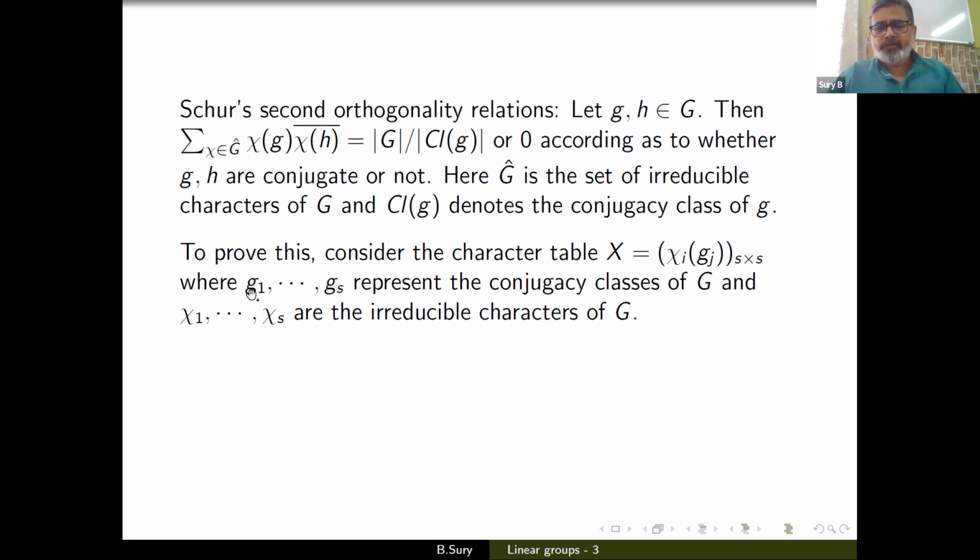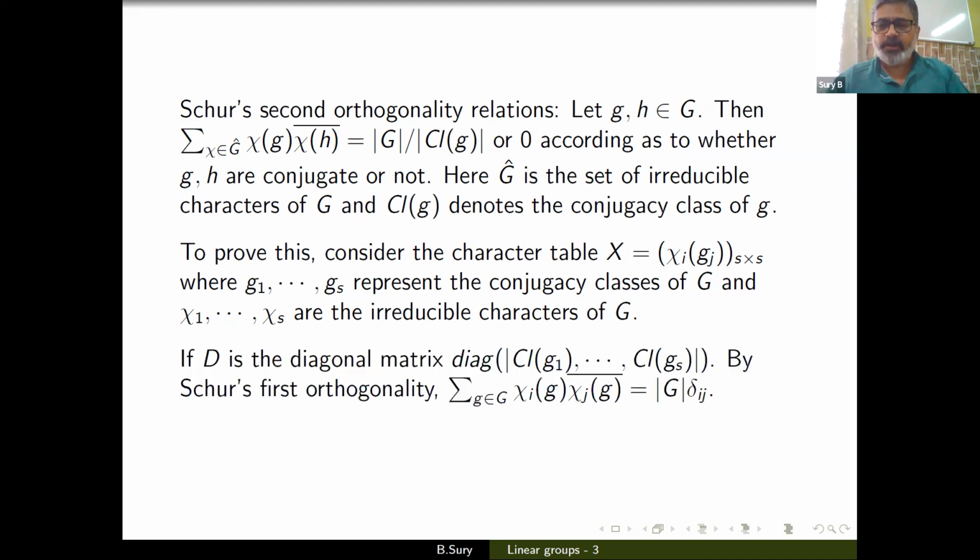Okay, so if you have representatives for conjugacy classes g1, g2, ..., gs, there will be again s irreducible representations and corresponding characters chi1, chi2, ..., chis. Okay, and these are certain numbers, right? If you have complex representations, these are complex numbers. You have a complex s cross s matrix. This is called the character table. And using this matrix, we can prove many things, including the Schur second orthogonality relations.